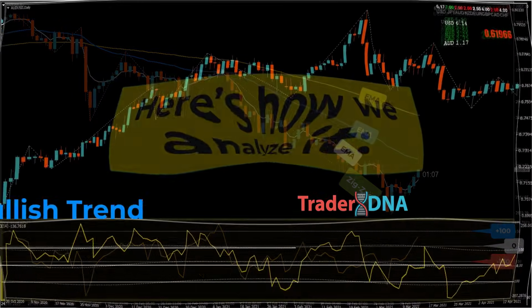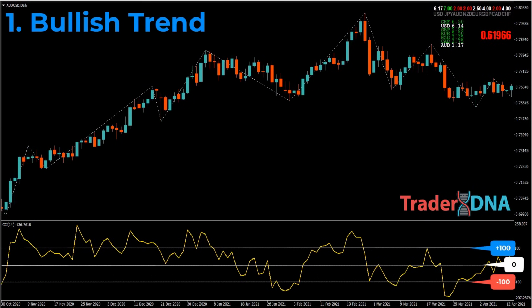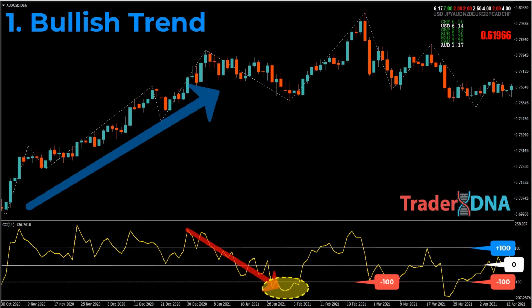1. Bullish trend, when to enter a buy trade. If the market is already in a bullish trend, you don't want to jump in right away. You wait for the market to pull back and weaken. This happens when the CCI line drops below -100, signaling that the market is temporarily oversold.